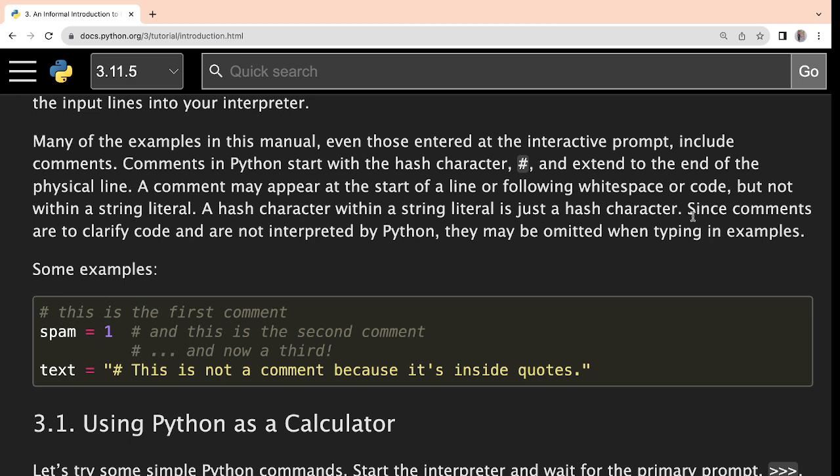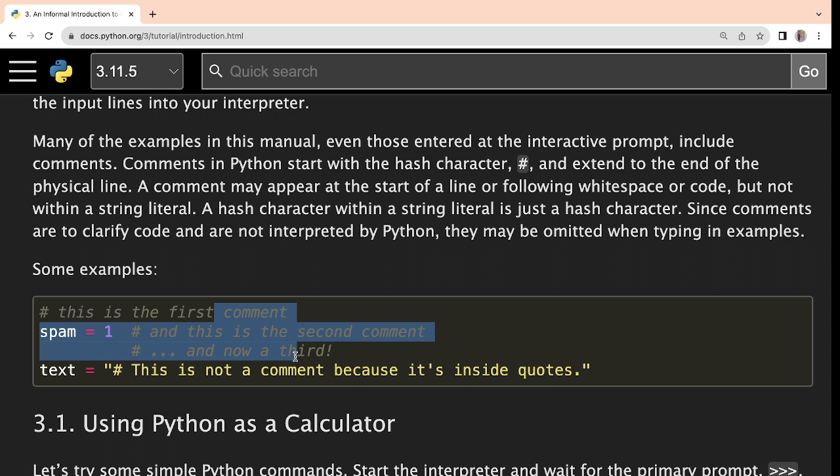Okay. So now the question is, what are comments and why do we write them, right? Comments are some extra lines which we write for increasing our readability. These comments have nothing to do with Python. So the interpreter completely ignores these lines.